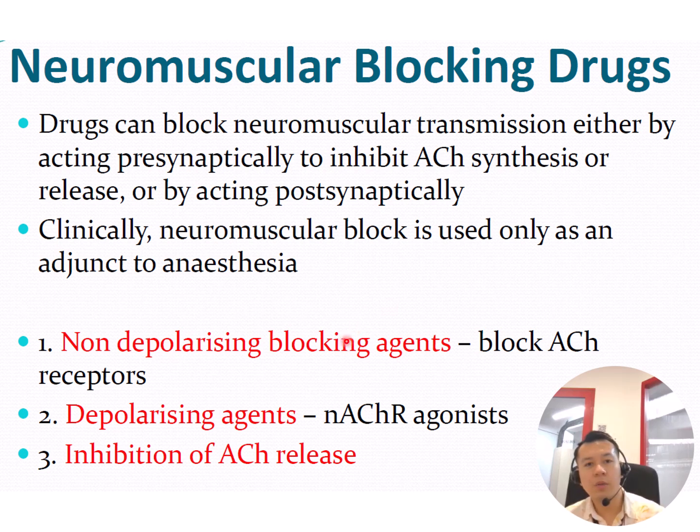Okay, so now there are three main types of these blockers. One is the non-depolarizing blocking agents. Okay, so they block the acetylcholine receptor. Just imagine the receptor has been blocked. Number two, they have depolarizing agents, to reduce the polarizing of this particular ACH. Number three, they can inhibit the ACH release. So instead of blocking at the receptor, we inhibit your acetylcholine secretion as well.